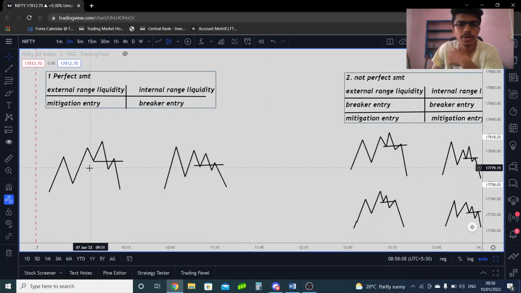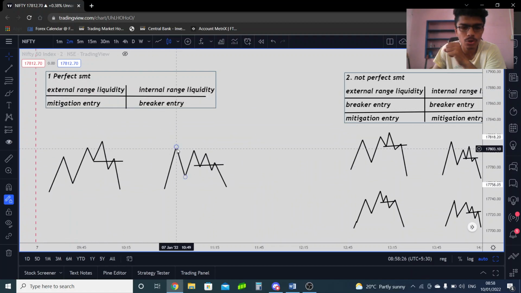Hey guys, in this video I'll be sharing three conditions of SMT. So how do we know it is a perfect SMT? During a perfect SMT, one pair is going to take external range liquidity, another pair is going to take internal range liquidity.